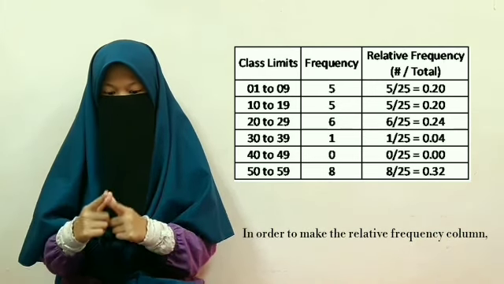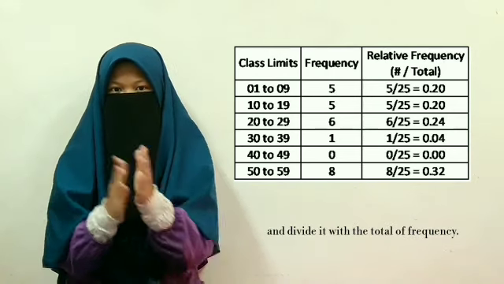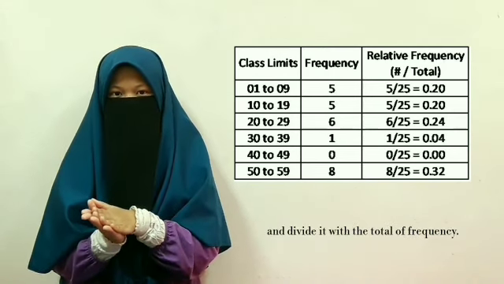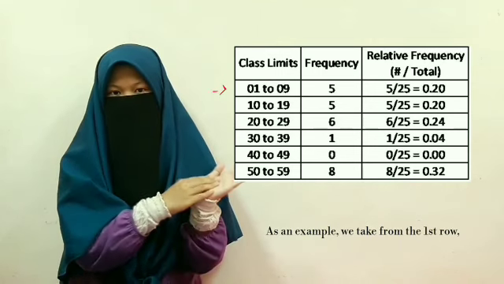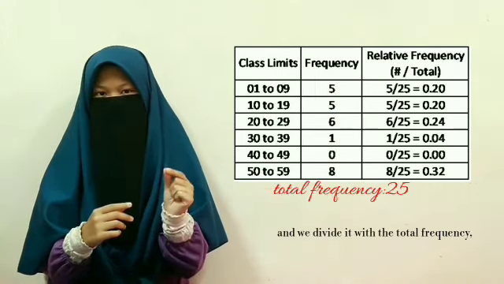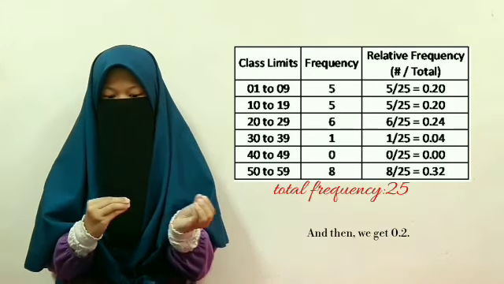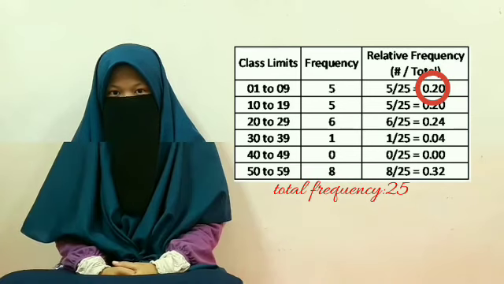Now we learn how to make the relative frequency column. In order to make the relative frequency column, we take the frequency and divide it by the total of frequency. As an example, from the first row, the frequency is 5, and we divide it by the total number of frequency, which is 25, and then we get 0.2.